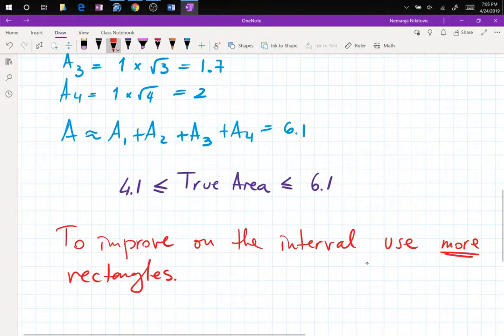Is there a way to actually get the exact answer? The answer is yes. How many rectangles do you have to use? The answer is infinitely many. Which means you're gonna sit here like elves eternally, right? And for eternity, calculate this one by one.